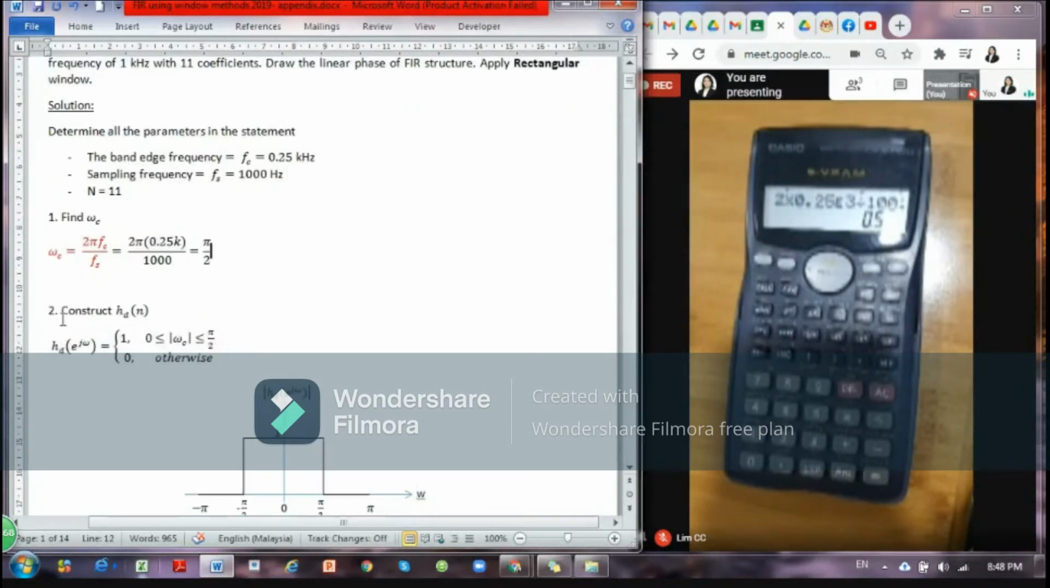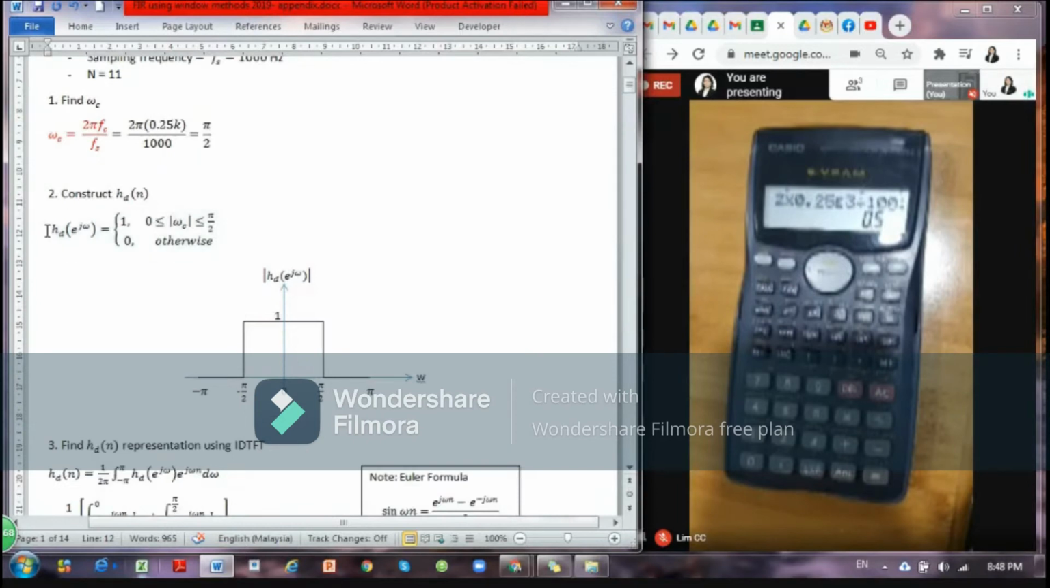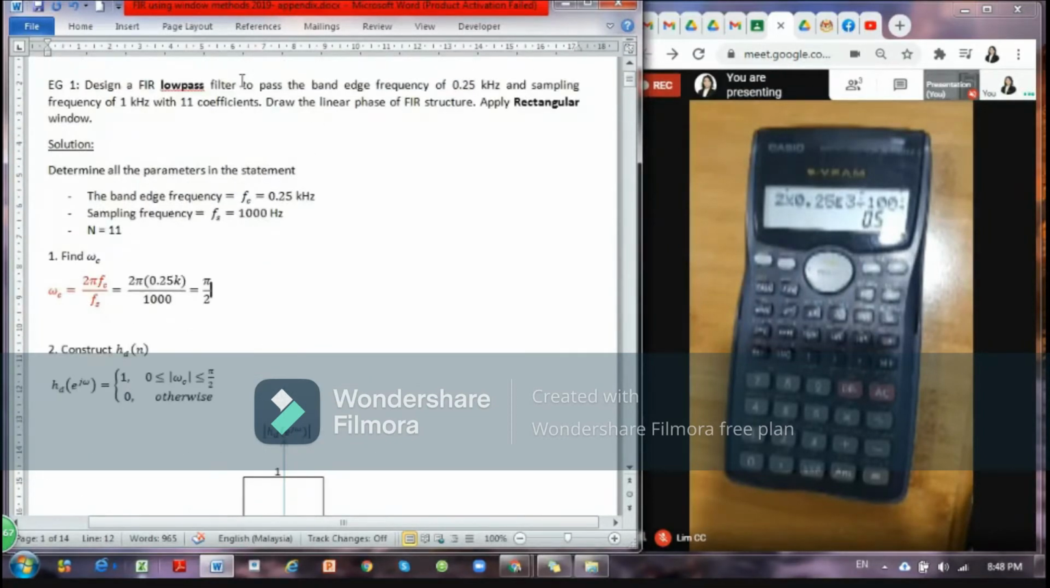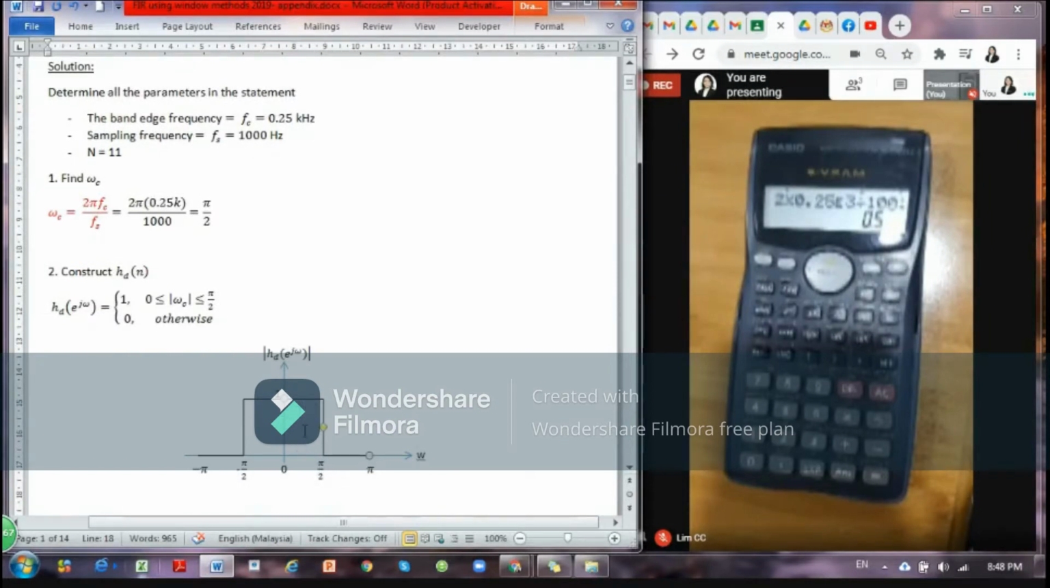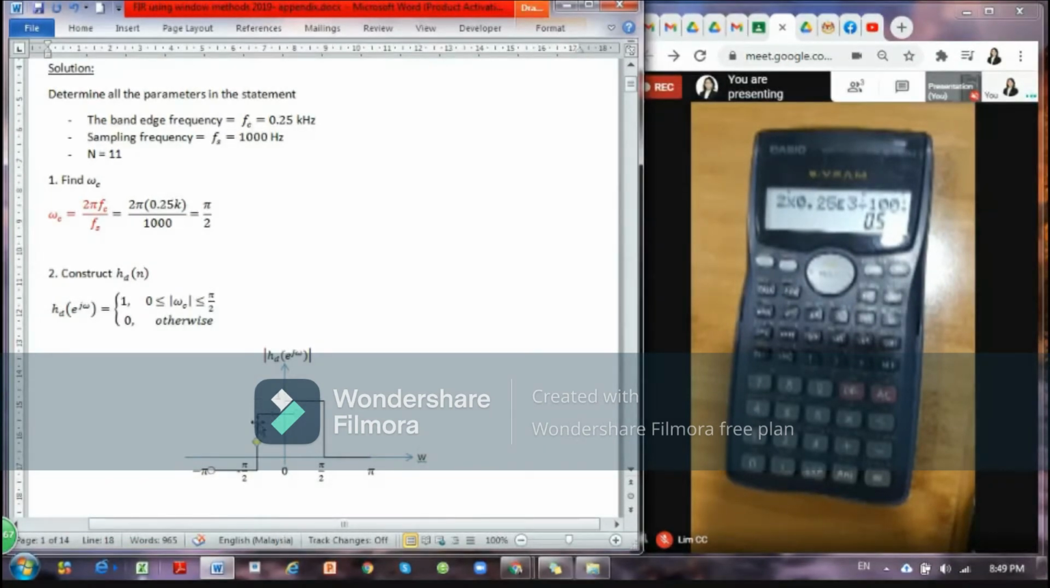Then second step, we want to construct the Hd(n). Hd is determined from the H exponential j omega. From these questions, we know that it's a low pass filter. So we have to draw this line: from 0 until pi divided by 2 is low pass, we allow it to pass. Then pi divided by 2 until pi is the band stop. Then we have to repeat this for the negative side and the positive side, so we add one more at the negative side, from negative pi divided by 2 until negative pi.